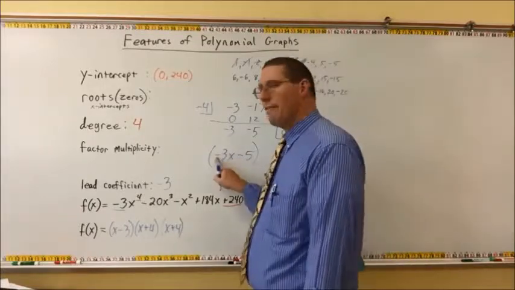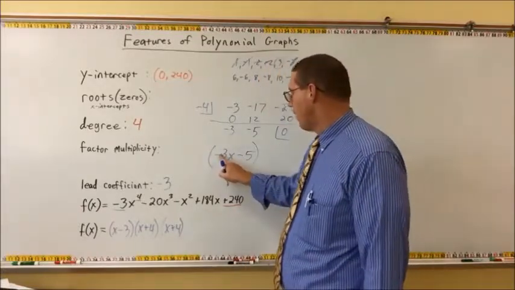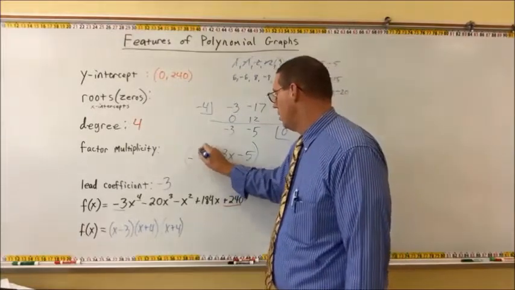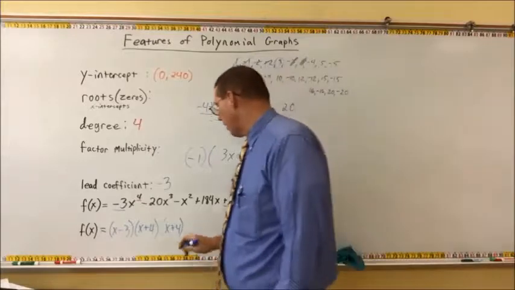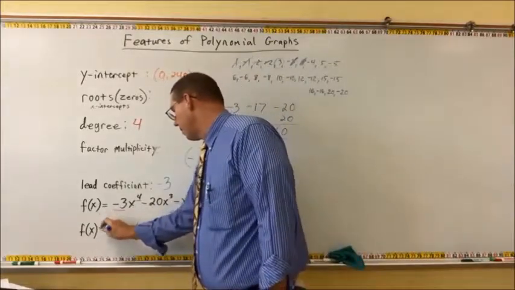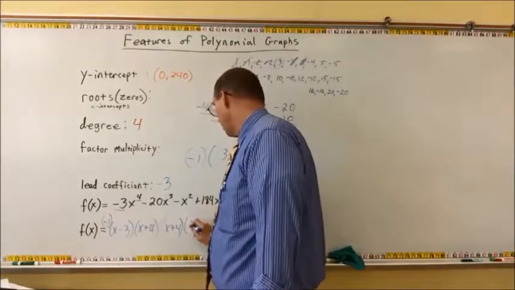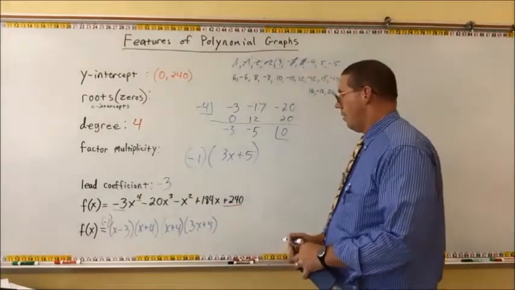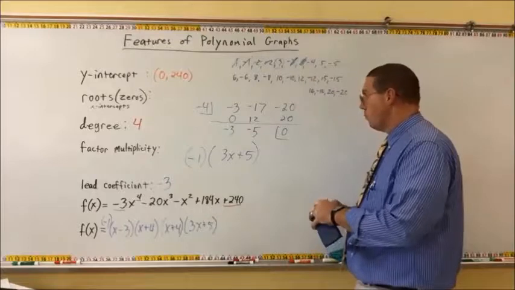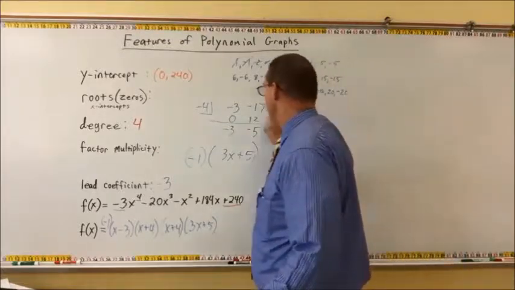Now really, I don't like having a negative in my factor. So I'm going to factor out a negative 1 and make it 3x plus 5. So I've got a negative 1 up here, negative 1, and then a 3x plus 5. And now I can identify my roots and my factor multiplicity.